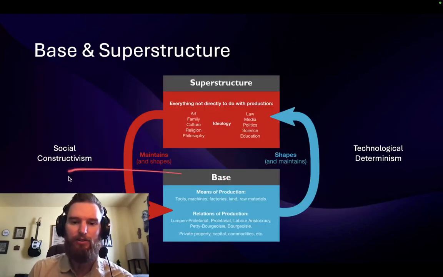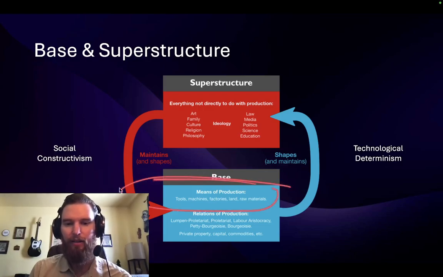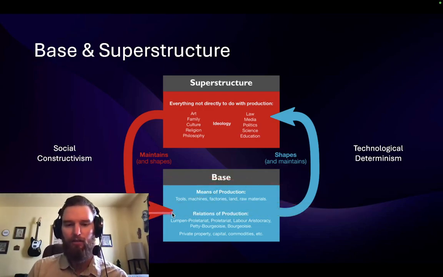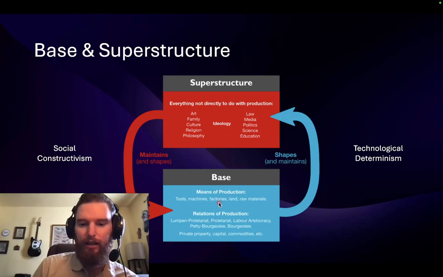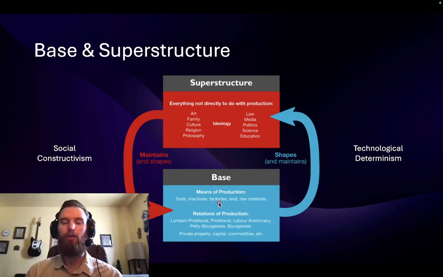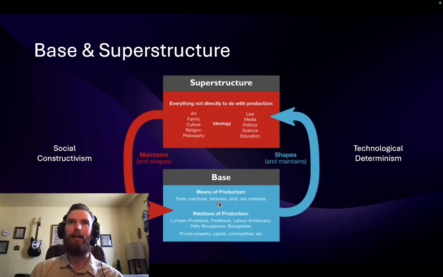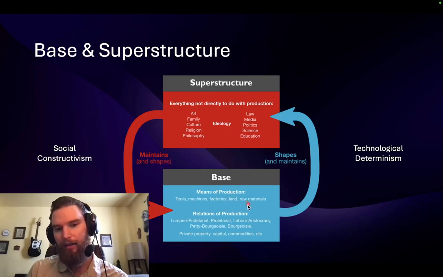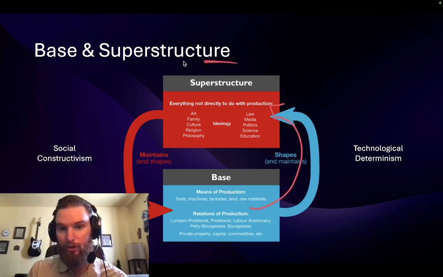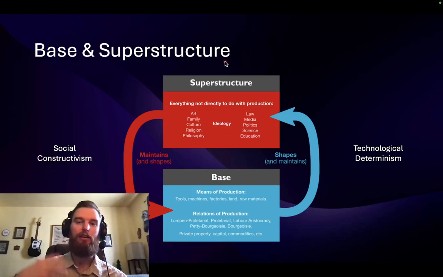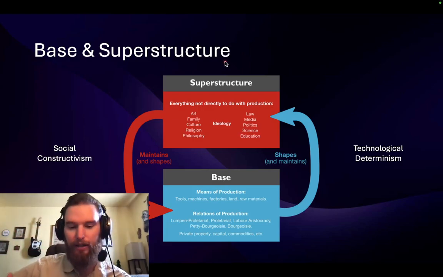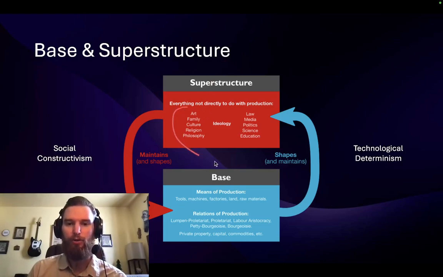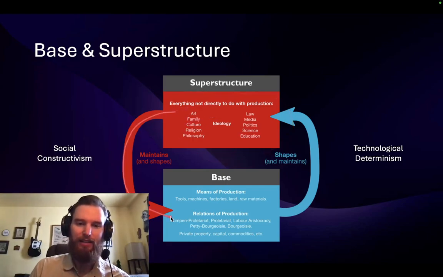So we get back to the base and superstructure, right? So thinking about how the means of production, the technologies of a given point in history, and then who owns those technologies and how that power is enacted, then shapes a lot of the superstructure in society, which is the non-material things, the immaterial, right? So the more conceptual, ideological parts of the society can also maintain and shape the base.